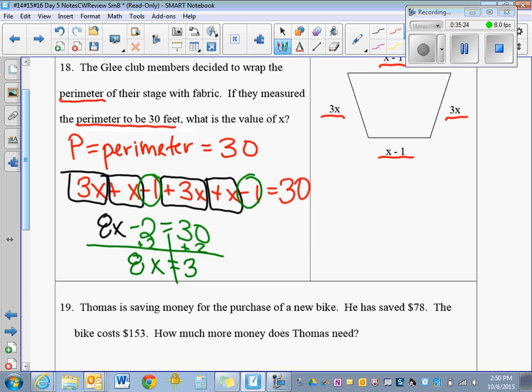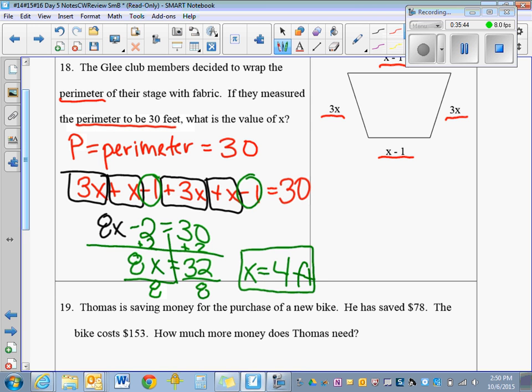8x equals 32. Divide by 8. x equals 4. And let's again double check. It asks us what is the value of x. Well, we found that. If they would have asked us for units, we should say feet because they told us it's in feet.